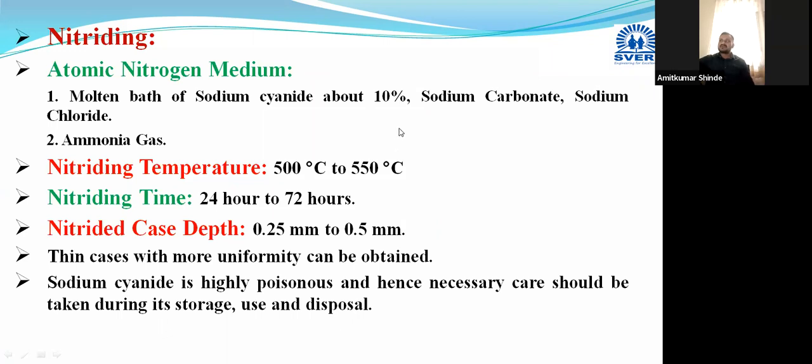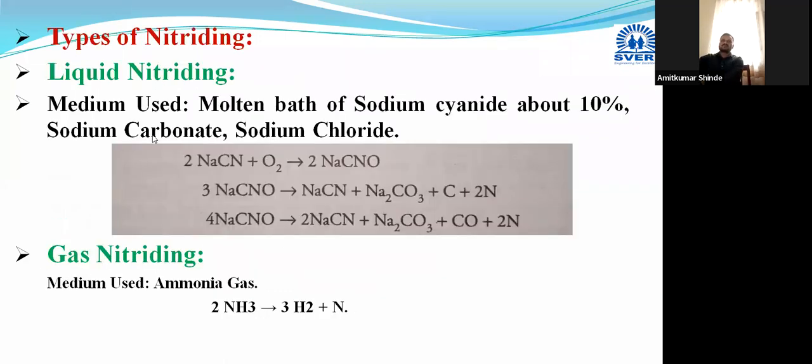Okay, proper care should be taken here, as sodium cyanide is very poisonous if we are using the salt bath mixture. Proper care should be taken for its storage, use, and disposal. Now this nitriding has two types, liquid nitriding and gas nitriding, depending on the medium used. If the medium used for this nitriding is a salt bath mixture, then it is liquid nitriding, and if the medium used is ammonia gas, then it is gas nitriding.